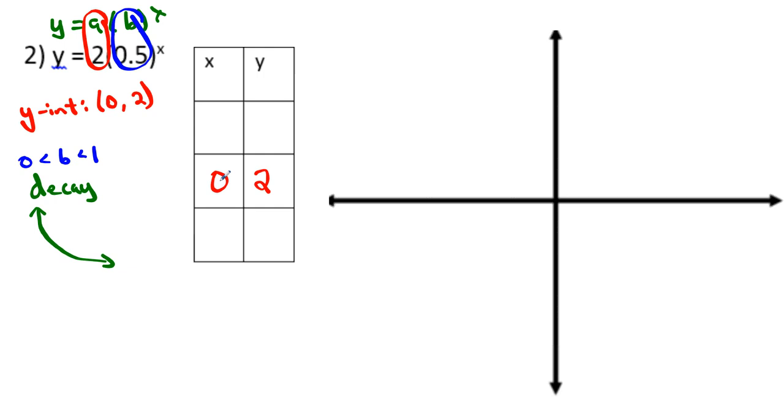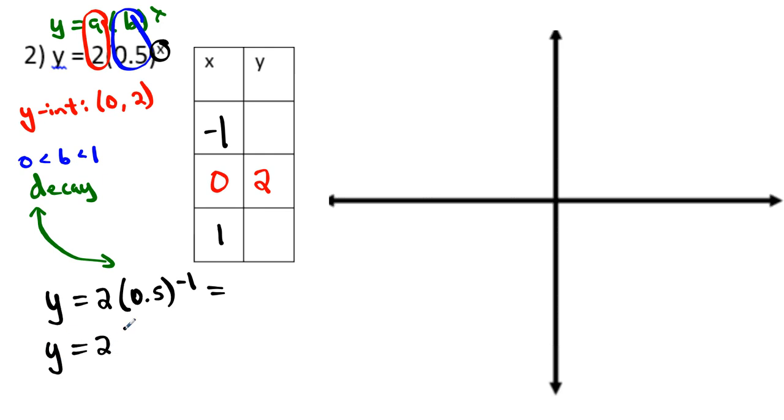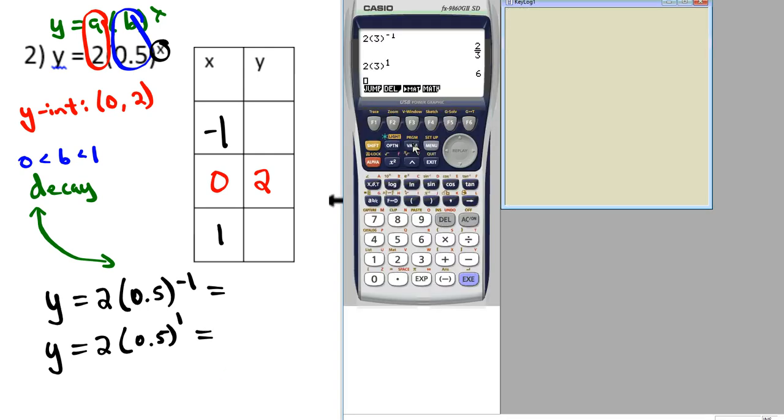So remember, when we get our points, we put our y-intercept in the middle. We go 1 up to a positive 1, 1 down to a negative 1, and we're going to plug these into this function for x right here to get the corresponding y value. So y equals 2, parentheses 0.5 to a negative 1, get that value. And then also y equals 2, parentheses 0.5 to a positive 1, and get that value. Again, let's pop our calculator out here, and let's do this math real quickly.